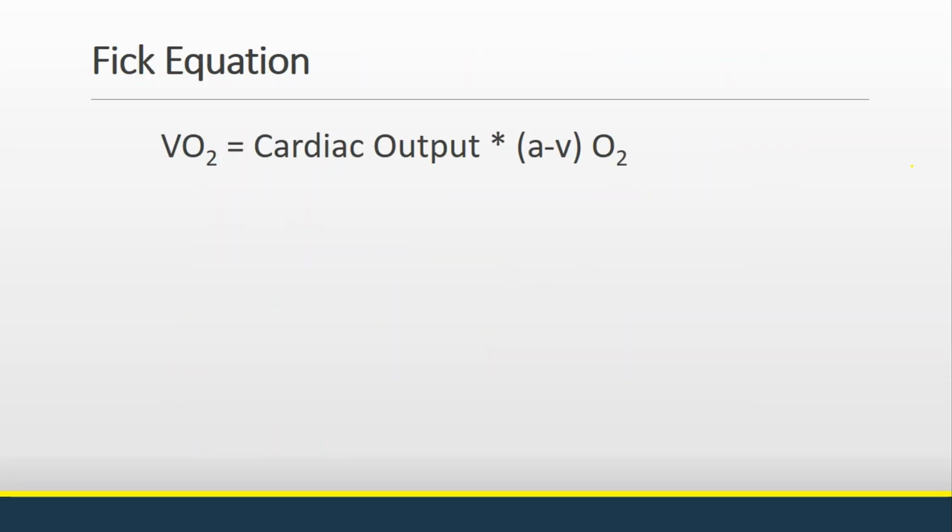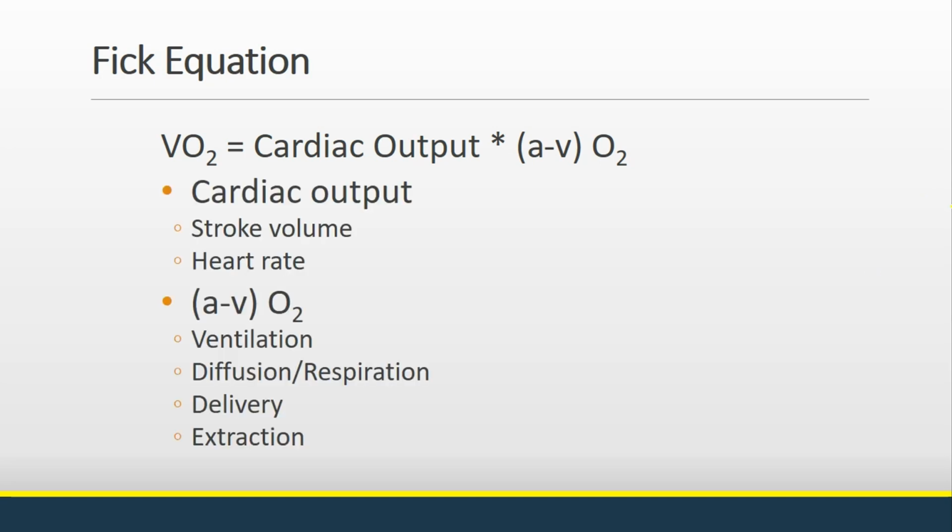So you can also think about the Fick equation and place these functional changes under each component, right? As stroke volume and heart rate change, so does cardiac output. As ventilation, diffusion, delivery, and extraction of oxygen change, so does our arterial and venous oxygen content, which leads to an overall reduction in VO2.